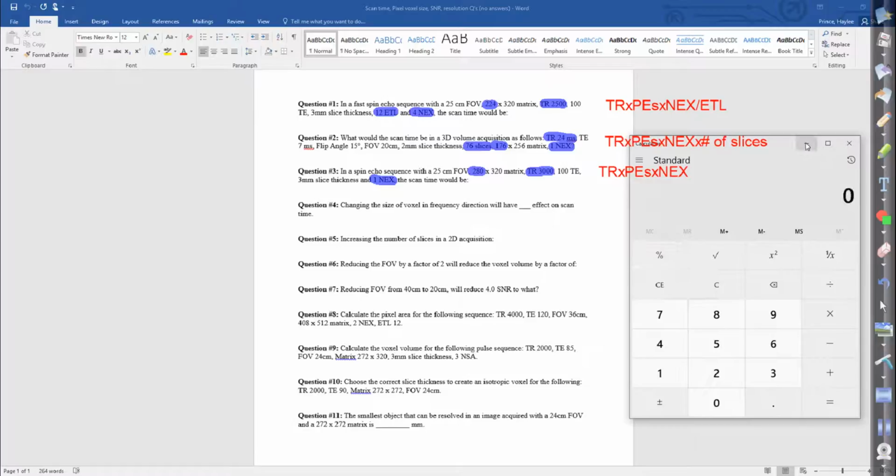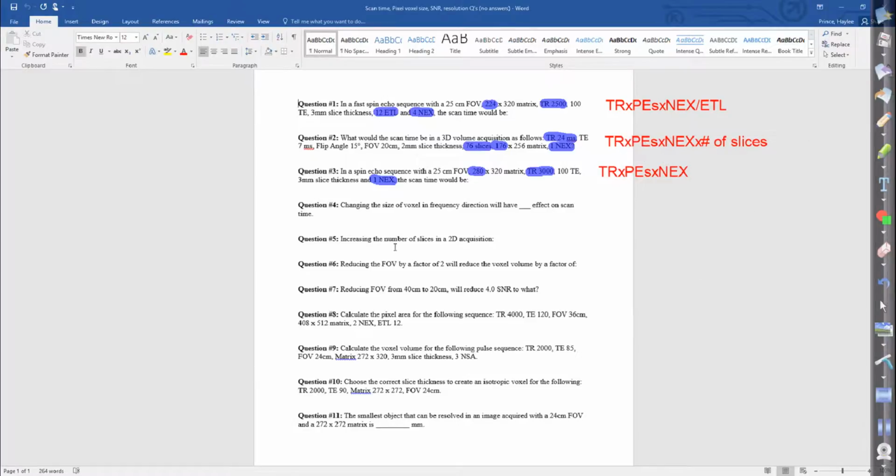Okay. So I'm going to move on to number 4. Everybody okay with scan time equations? The hardest part is going from milliseconds to minutes, and then whatever's behind the decimal point in minutes, converting it back to seconds. Okay? All right, number 4.